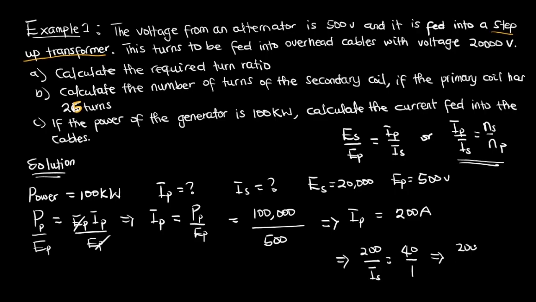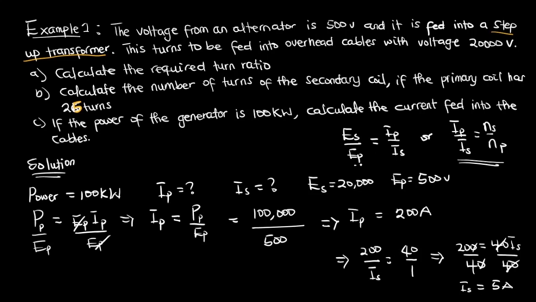So we have 200 is equal to 40 IS. To find IS, we divide both sides by 40. So our IS will be equal to, this will cancel this, this will also cancel this. So 20 divided by 4, that will give us 5. So we have 5 amperes as our answer.